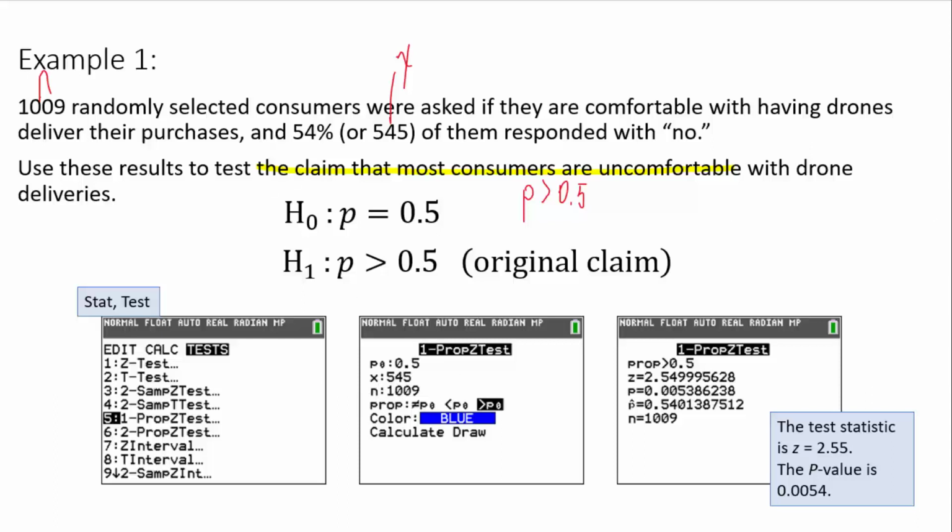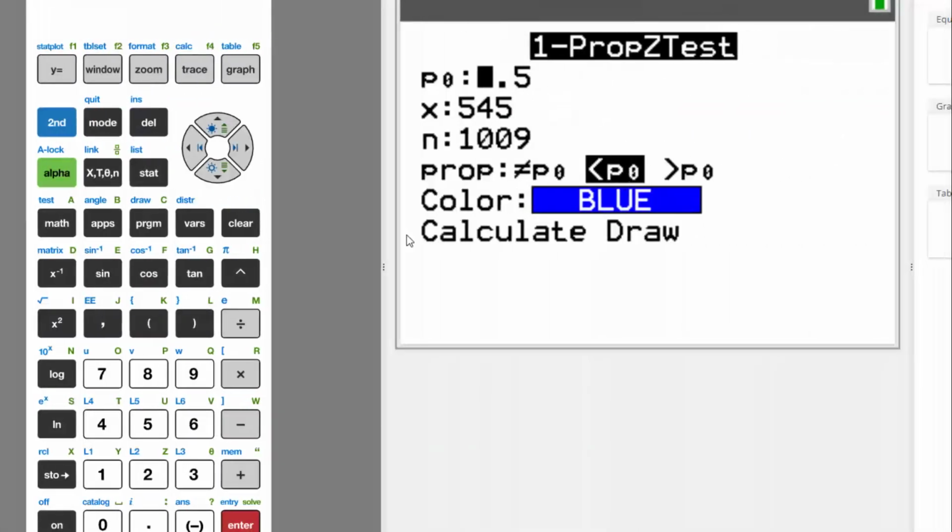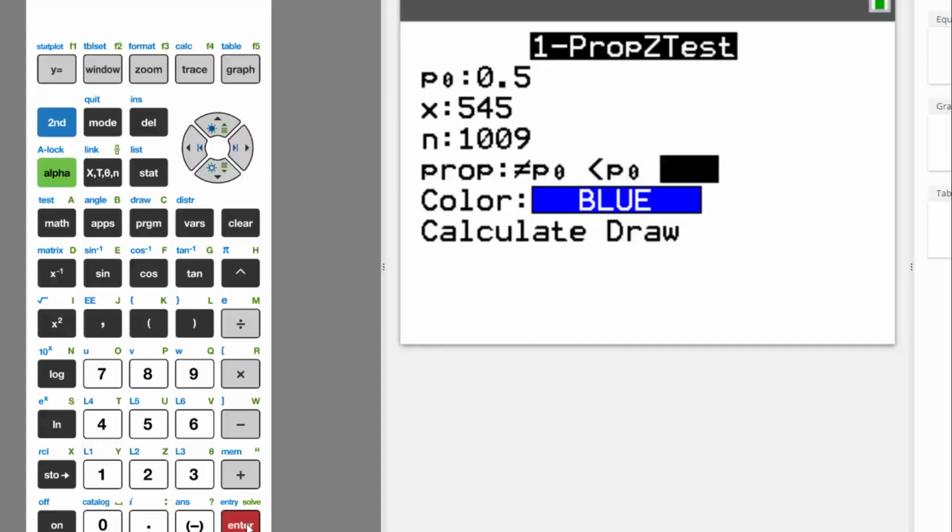When I very first opened my calculator, it did not show that I was testing to the right. It did not show this greater than. So it just came up here in the middle. I would have to go over, go down, and then go over to the test, which is greater than. I am testing that my actual one is greater than 0.5. Since 0.5 is p sub 0, that means I'm testing that it's greater than p sub 0.